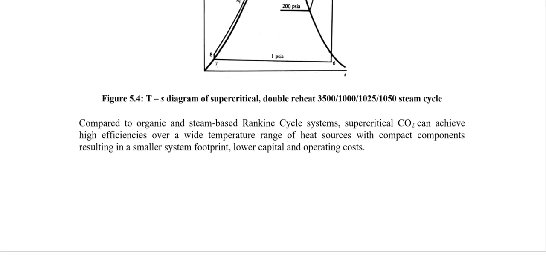Compared to organic and steam-based Rankine cycle systems, supercritical carbon dioxide is also a material which has achieved higher efficiency over a wide range of temperatures and heat sources with compact components, and that results in a smaller system footprint and lower capital and operating cost.